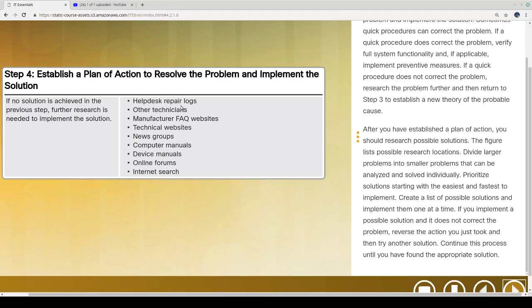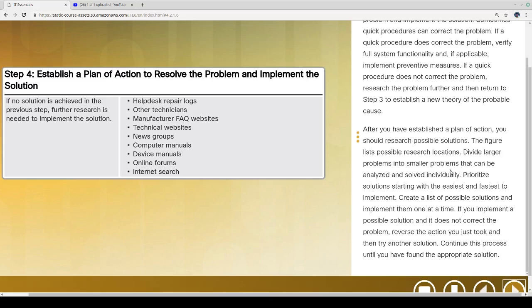Help desk repair logs. So, like previous things people have tried. Ask other technicians. Go to the manufacturer's website. Technical websites. I go to a site called Stack Overflow a lot for coding issues, and they have other things there. News groups, computer manuals, device manuals, online forums, just a simple internet search. Okay, so these are places you can research for further research to figure out what's going on.